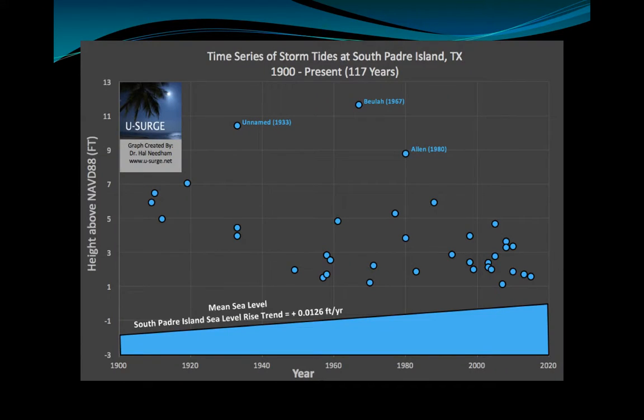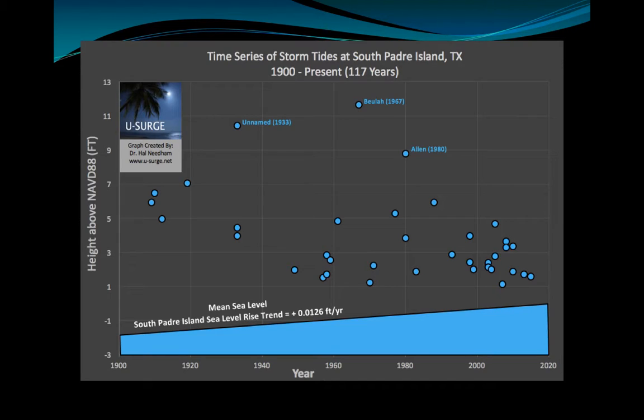This is a time series of storm surges that occurred in South Texas at South Padre Island from 1900 to present. The blue polygon on the bottom shows sea level rise over time from 1900 to present. And these blue circles show maximum water levels from hurricanes and tropical storms since the beginning of the 20th century. These are actual events. In fact, at South Padre Island, the three highest events on record were the water levels from Hurricane Allen in 1980, the unnamed hurricane of 1933, and Hurricane Beulah in 1967, which produced the highest water level on record as the storm surge reached approximately 12 feet.